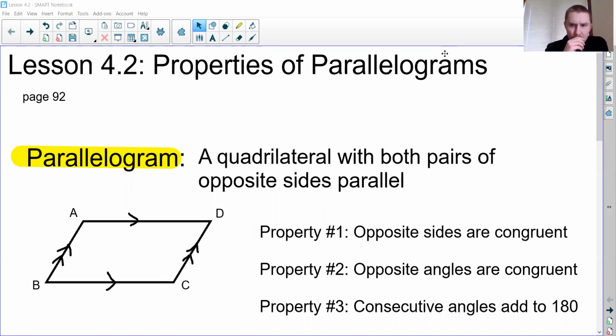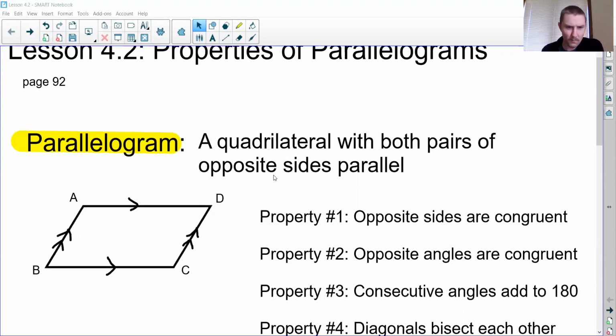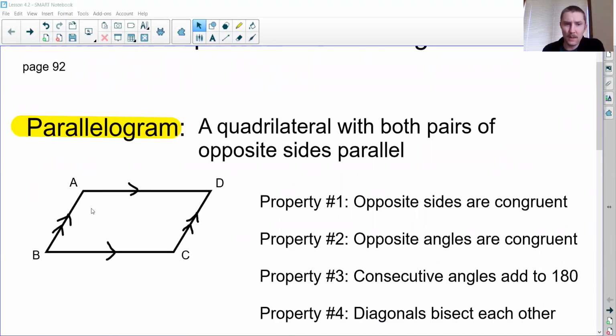Okay, so a parallelogram is defined as a quadrilateral where both pairs of opposite sides are parallel to each other. So we have a four-sided shape here, and both pairs of opposite sides are marked as parallel. So this shape here is what we call a parallelogram. Should make sense why we call them that, because their sides are parallel, right? Two pairs of parallel sides make a parallelogram.